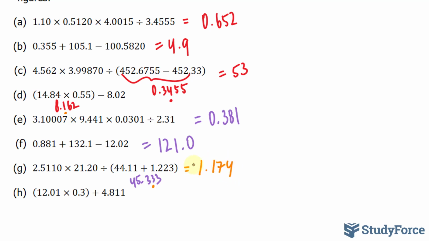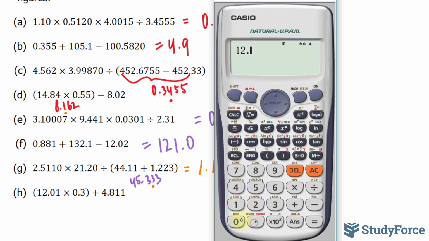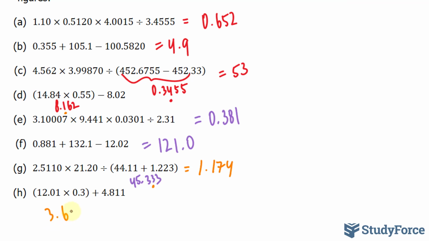Finally, in question H, we have to find out what the answer to these two are. The answer to this number has to have 1 significant figure because this has 4 and this has 1. And we'll note that when we do the calculation. So let's find out what that answer is. 12.01 times 0.3. We end up with 3.603. We're not going to round right now and discard the 6, 0, and 3. We're going to keep all 4 of these numbers and place a dot right there.